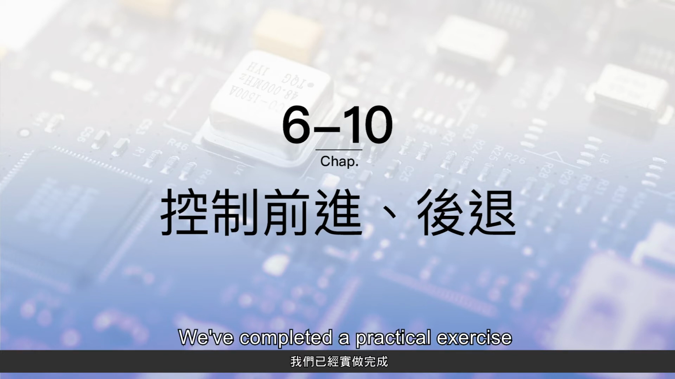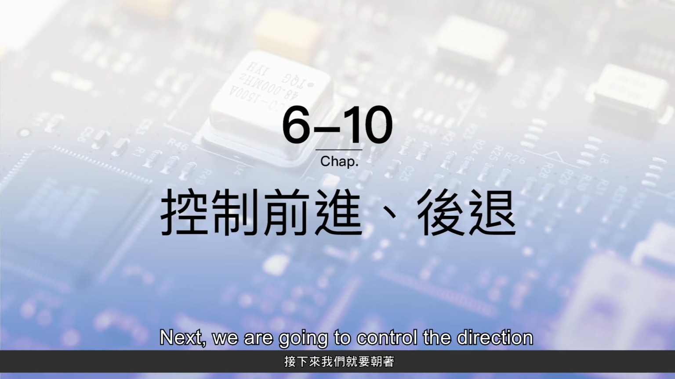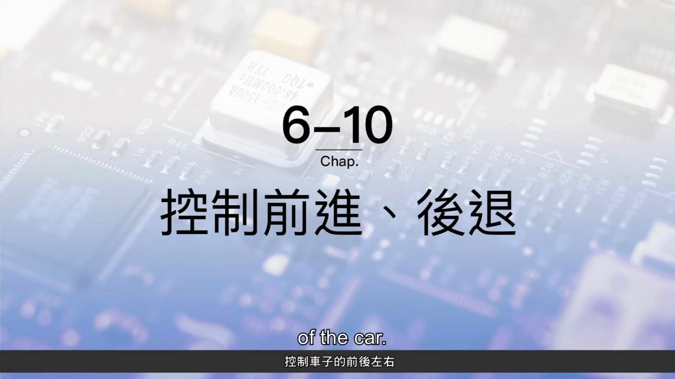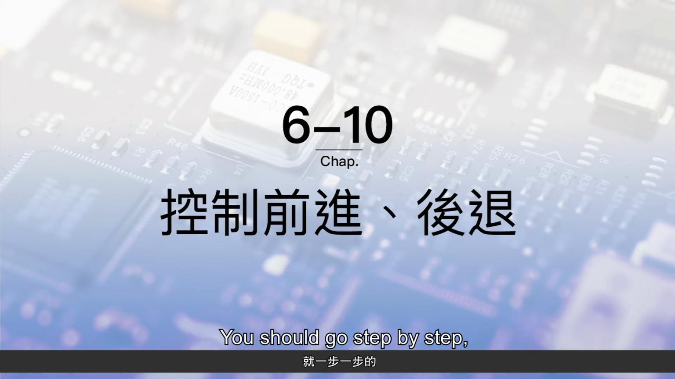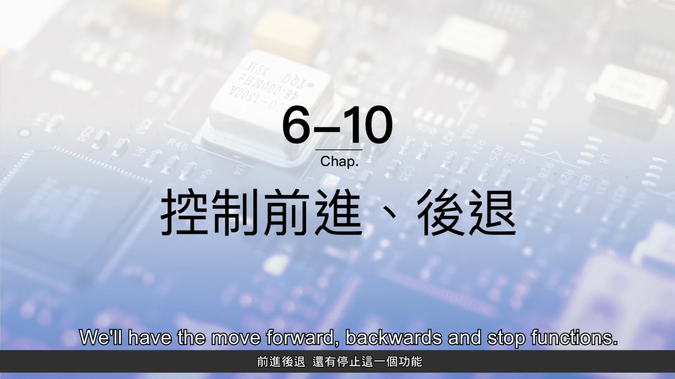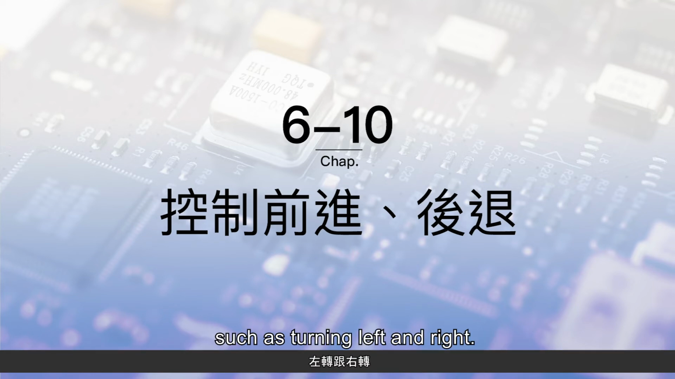We've completed a practical exercise, writing the program for moving and stopping. Next, we are going to control the direction of the car. We recommend that you don't write an overcomplicated program in one go. You should go step by step, so we'll only add a backwards control. We'll have the move forward, backwards, and stop functions. Don't add too many variables in one go, such as turning left and right.